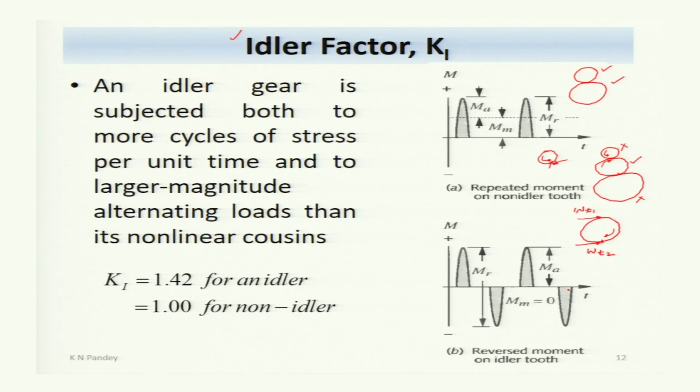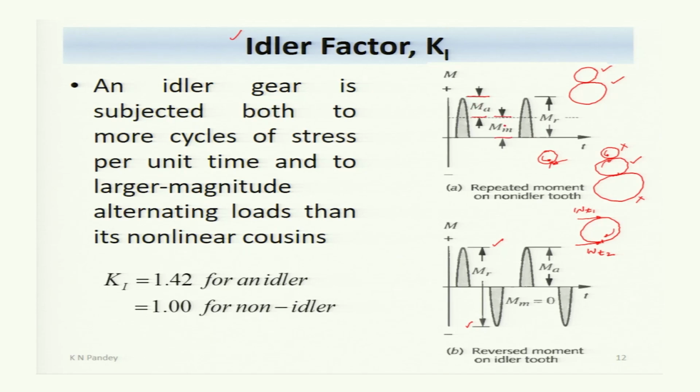Okay. So there will be a moment amplitude, and there will be a mean of the moment, and that is 0 for the case of the idler. And the range of the moment which is acting will be Mr, which will be from this to this. But when you compare the pinion and gear, then for that case the load is something like this, and so the moment amplitude Ma will be this, and the mean will be this one.